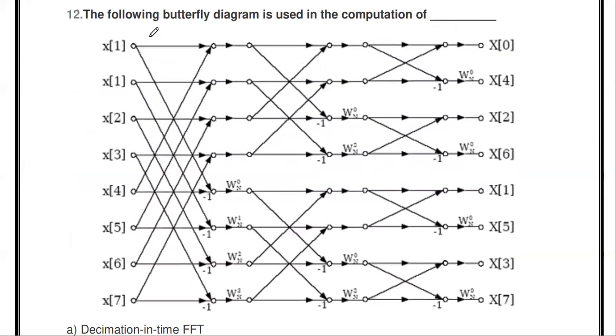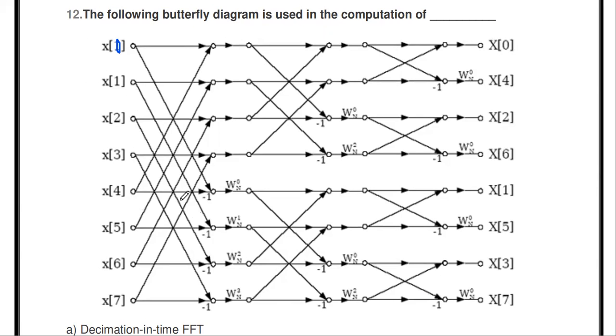Similarly, you see the following butterfly diagram that is used in the computation of. Okay, so you see this diagram. This is the 8-point DIF algorithm. So in DIF, you see the input sequence x of 0, x of 1, 2, 3, 4, 5, 6, 7. The input applied is in order. Output, you see the first output is x of 0. The second output is x of 4, not x of 1. So x of 2, this one. So input is in natural order, output is in bit reversed order.